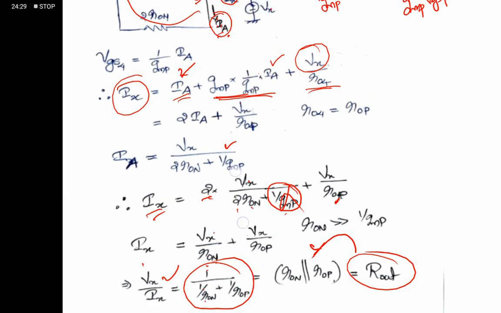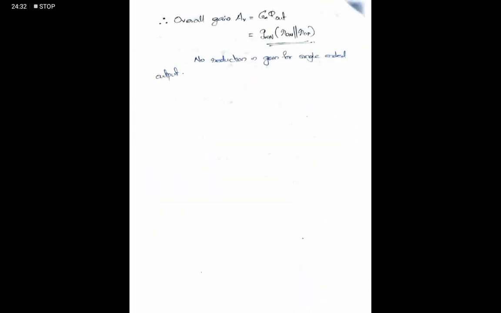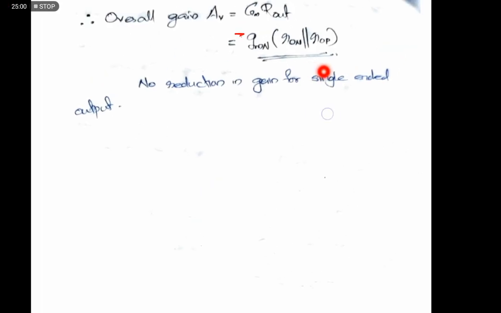So the overall gain of the differential amplifier or the OPAMP with current mirror load becomes GM into Rout, which is AV equal to minus GMN into R0N parallel to R0P. To get the non-inverted output, we can use a non-inverting amplifier also. So there is no reduction in gain even if we are taking single-ended output. That's the advantage of using current mirror load.